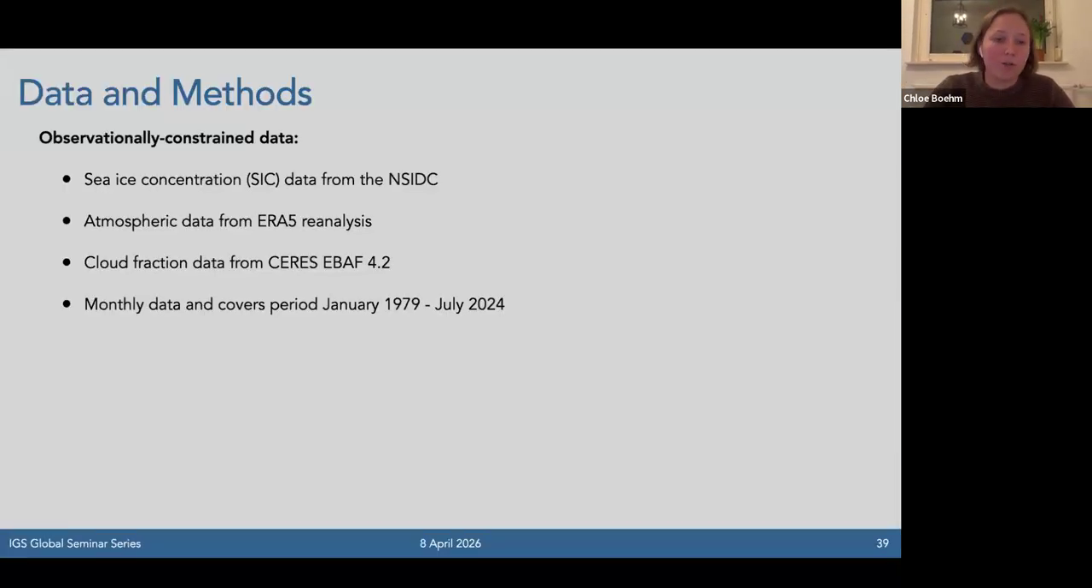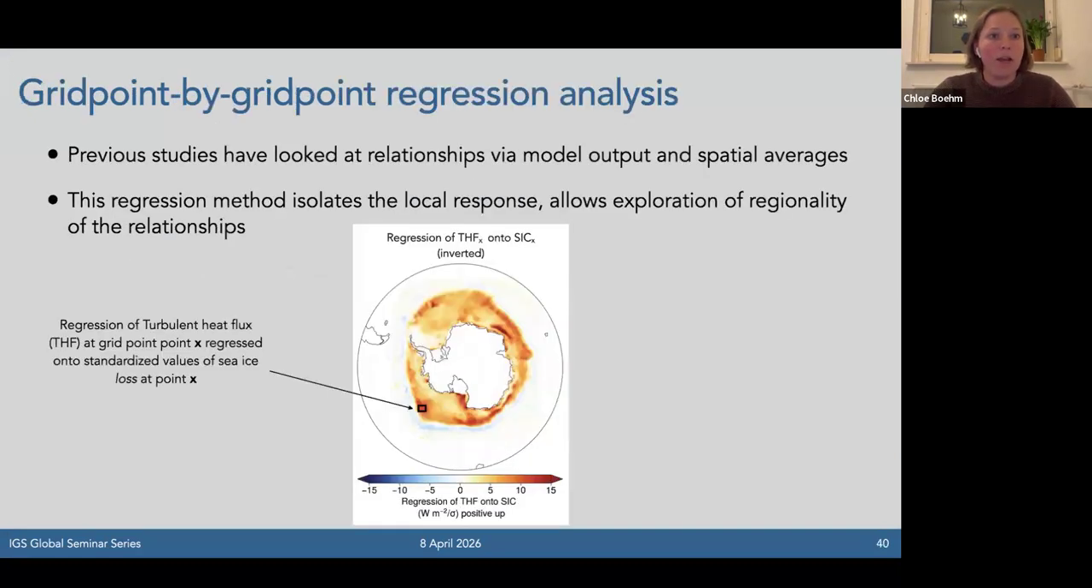For observational data, it's very similar to the previous project, a mixture of satellite and reanalysis data, all covering the same period. Our general analysis method is, again, a regression analysis, but now we're looking at a grid point by grid point regression analysis. A lot of the previous studies have looked at the relationships in model output or spatial averages, so we were interested in looking at it at a grid point scale to explore the regionality of the relationships a bit more.